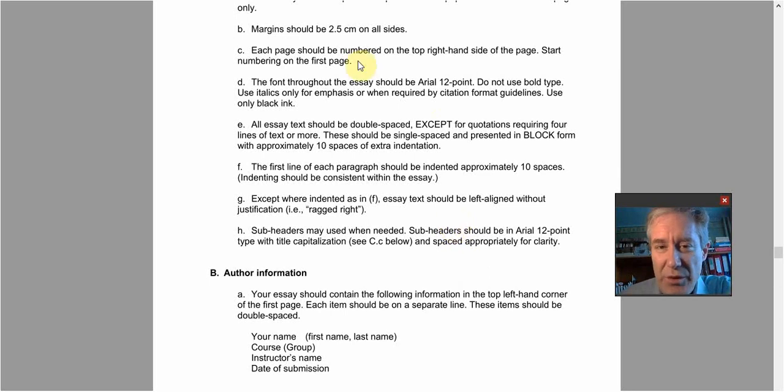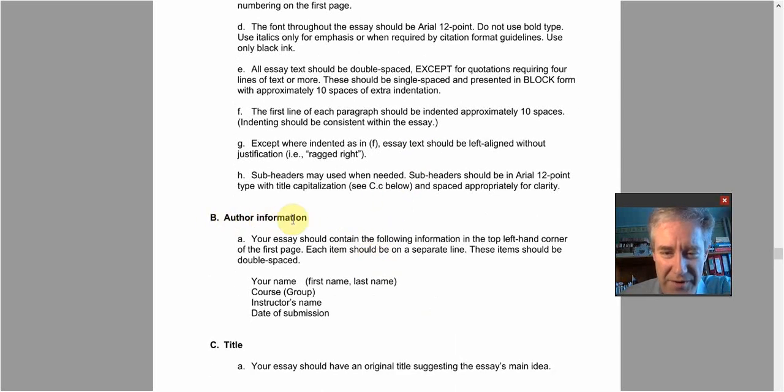Okay, so we're discussing all this in a rather dry, technical way here, but this is what style sheets usually look like. They give you these kinds of instructions. We're going to look at some samples, as I say, in a couple of minutes, so you can see what these instructions look like in practice.